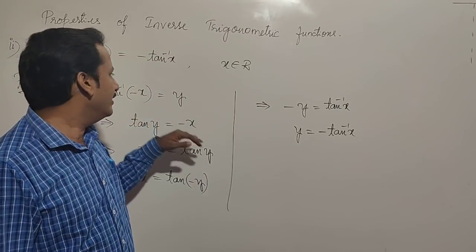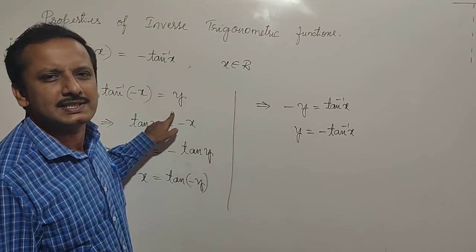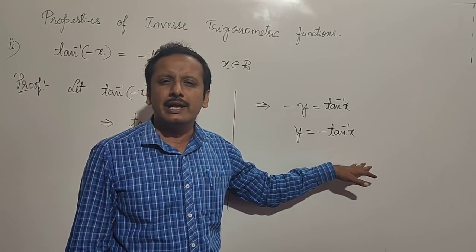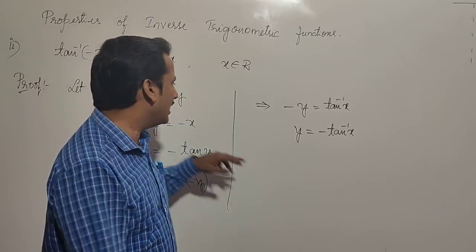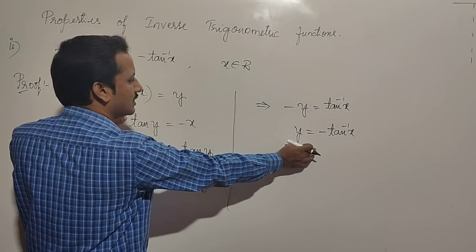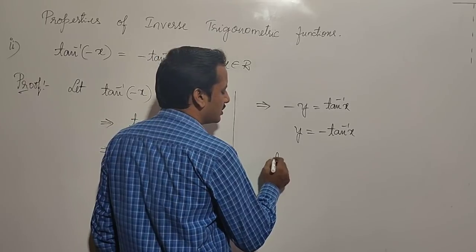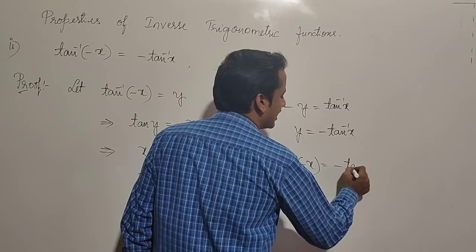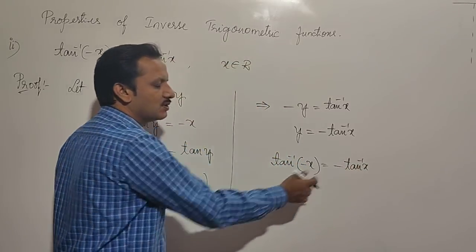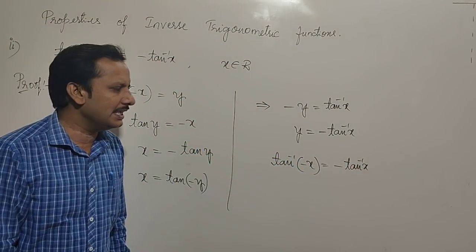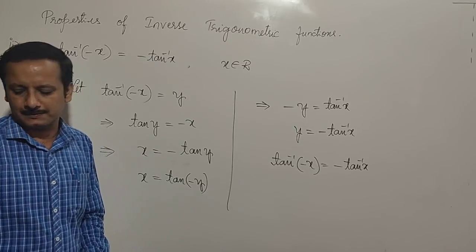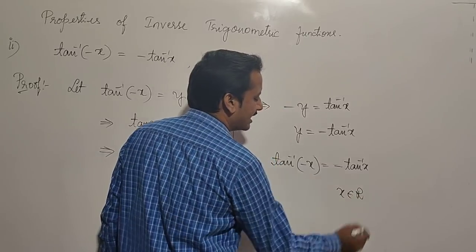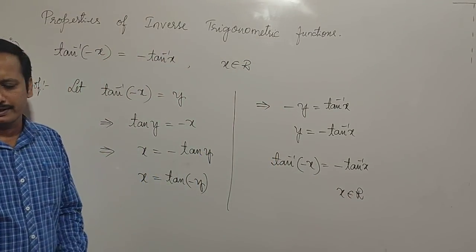Students, we have started by writing tan inverse of minus x is equal to y, and we have ended up getting y is equal to minus tan inverse x. By looking at these two equations, we can write tan inverse of minus x is equal to minus tan inverse x. This is true for any real value of x. x can be any real number.